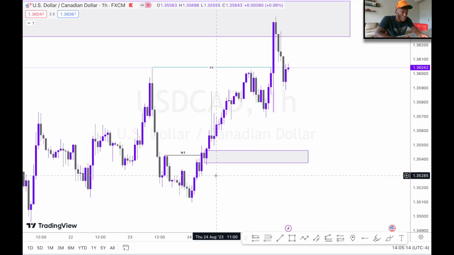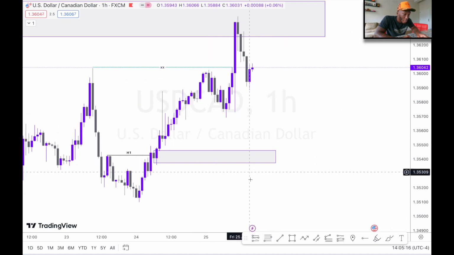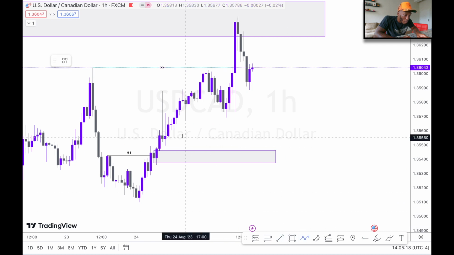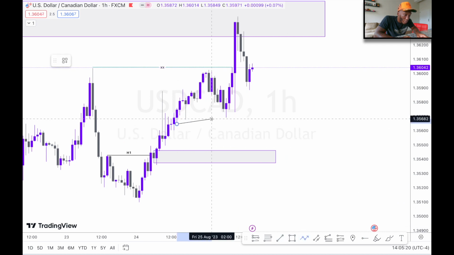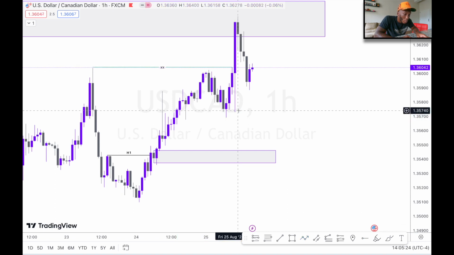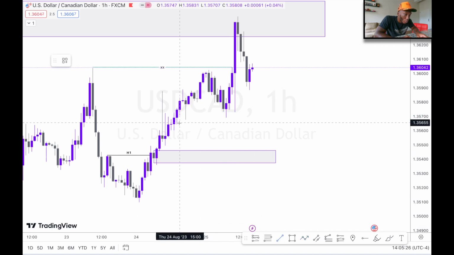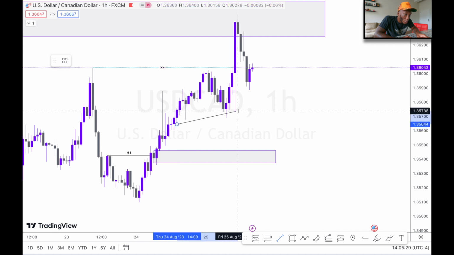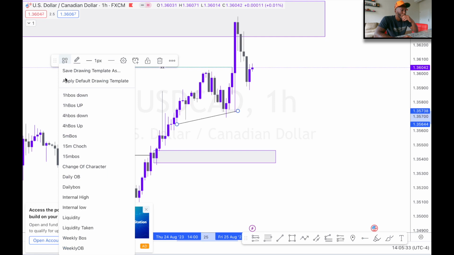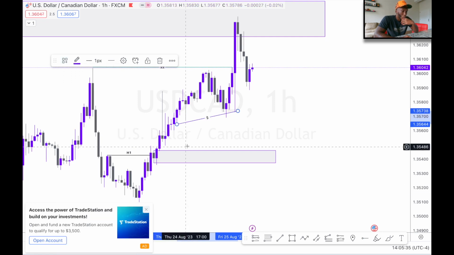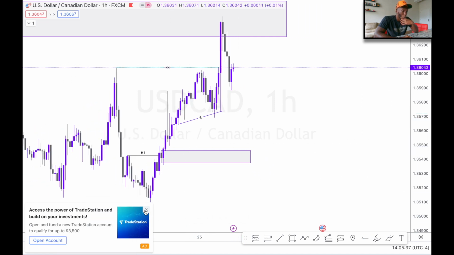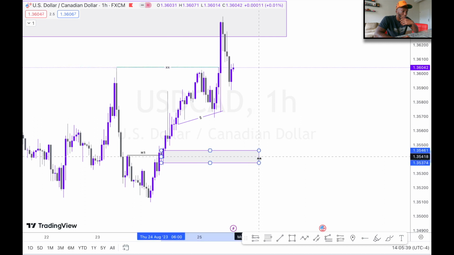So I'm expecting price to come back down here and take this. All of this right here is liquidity. So I'm expecting price to come and sweep this liquidity right here, and come into this zone right here and mitigate this zone right here.